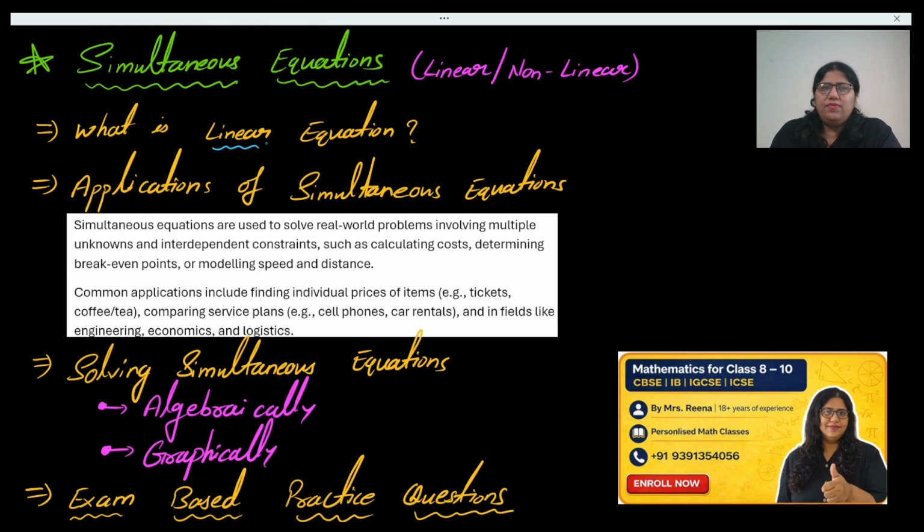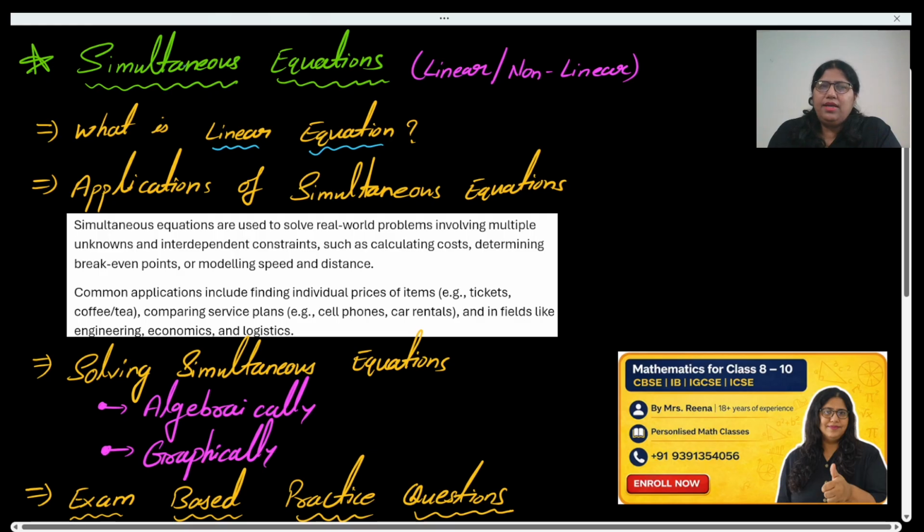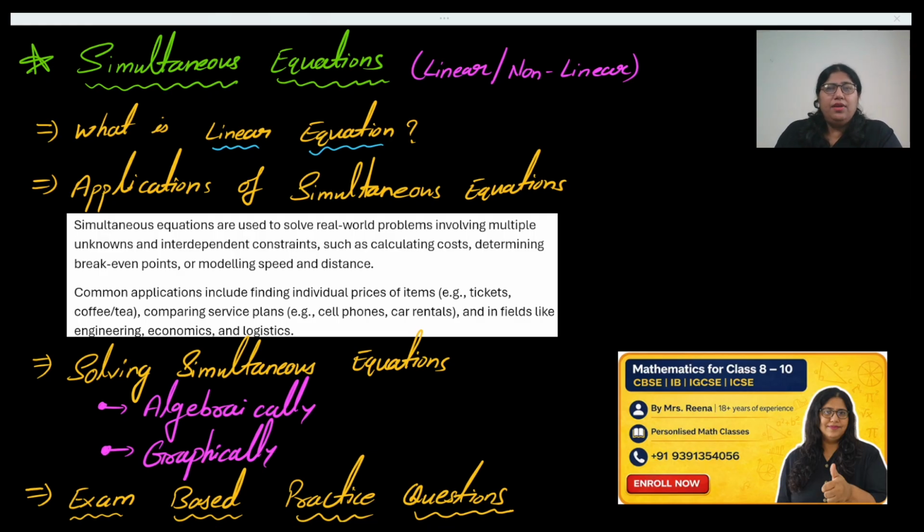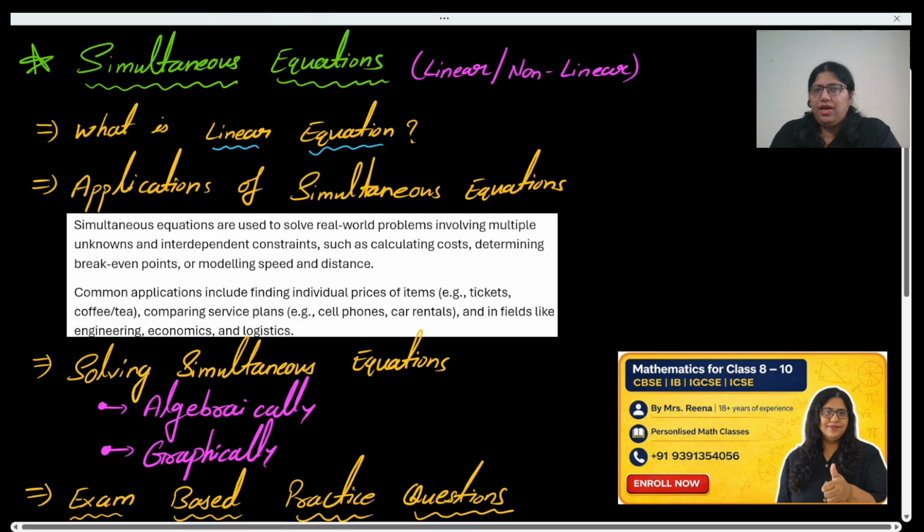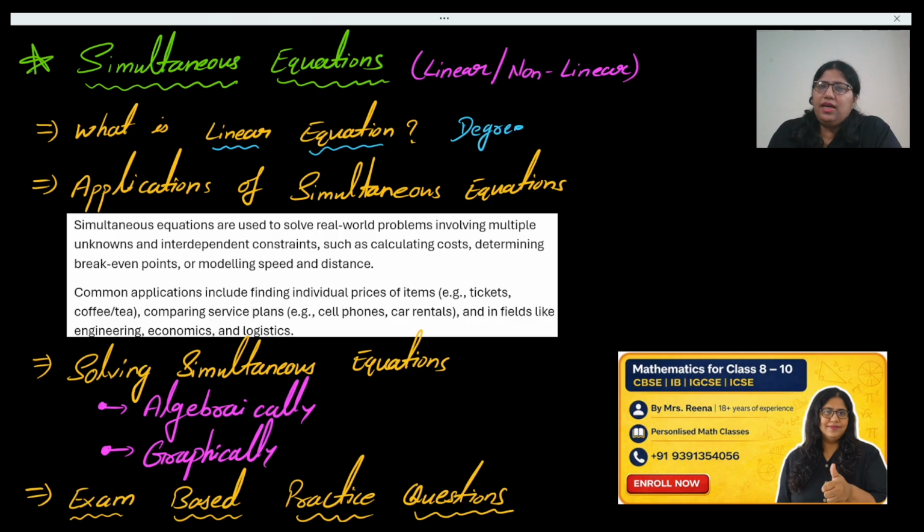Because whenever you are talking about simultaneous linear equations, you will learn two types of equations, linear and quadratic. So first, what is the meaning of a linear equation? Any equation where the number of variables can be anything, but the highest power of the variable should be 1. That means the degree of the equation should be 1, then it is known as a linear equation.